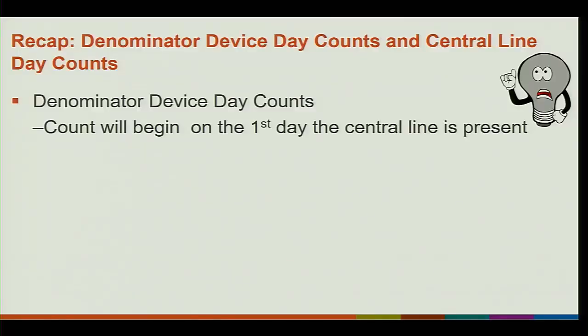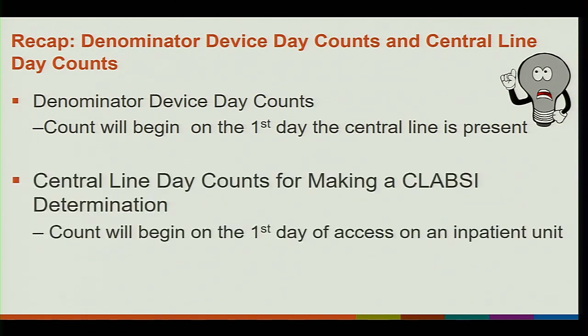The second count is the central line day count for making a CLABSI determination. To attribute a central line to a BSI event, you must count the days of access. A central line becomes an eligible central line for a CLABSI determination once the central line has been accessed for greater than two consecutive calendar days. Let's look at the next two slides to further explain these concepts.